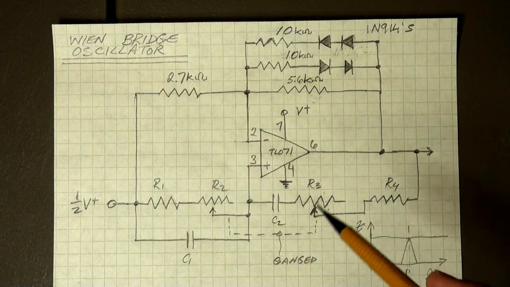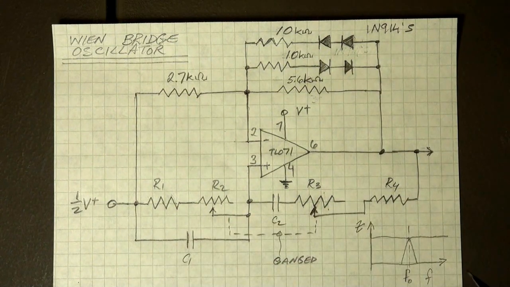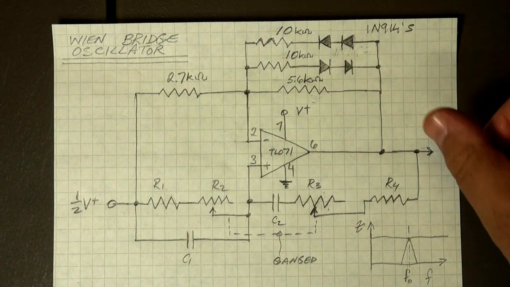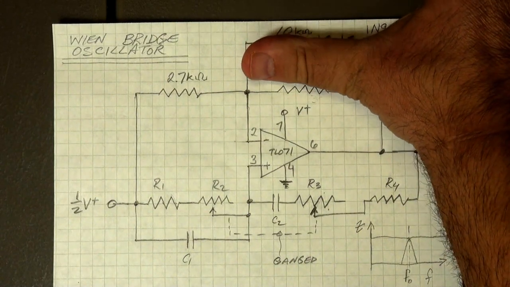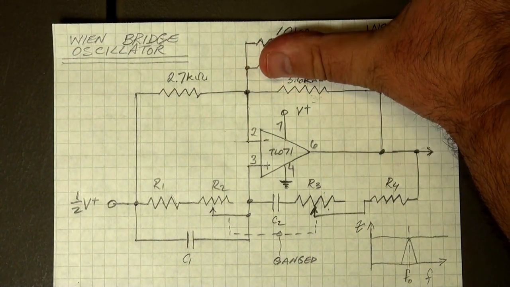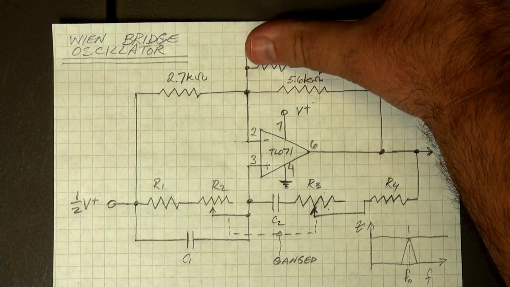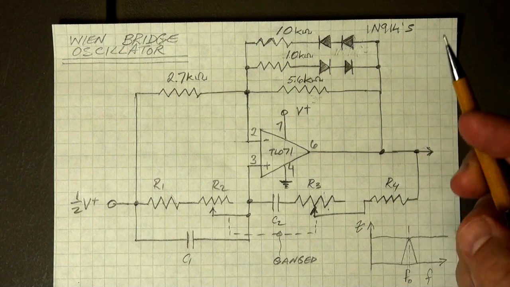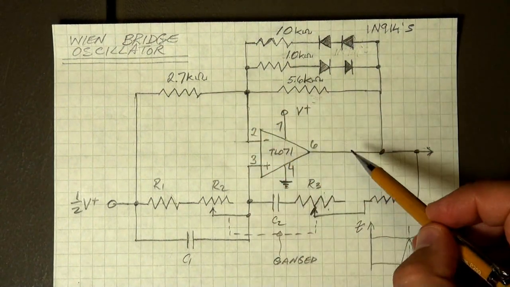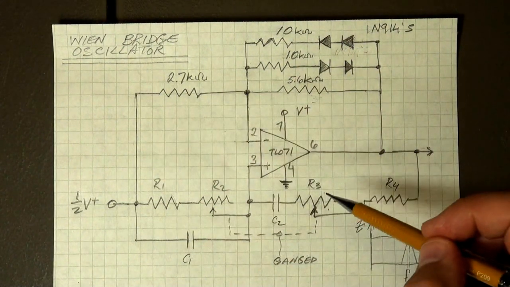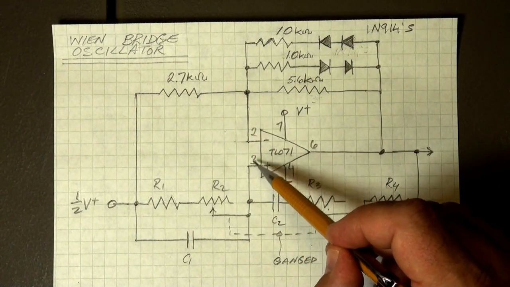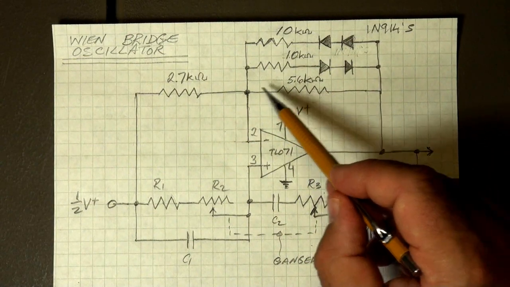That one plus that one divided by the sum total of the two is about a third. So what happens then, if we were to ignore the upper part of the circuit, these two resistors and diodes? What we have is two resistors in the negative feedback loop of the op amp that boosts what's appearing at pin 3 by a factor of 3.